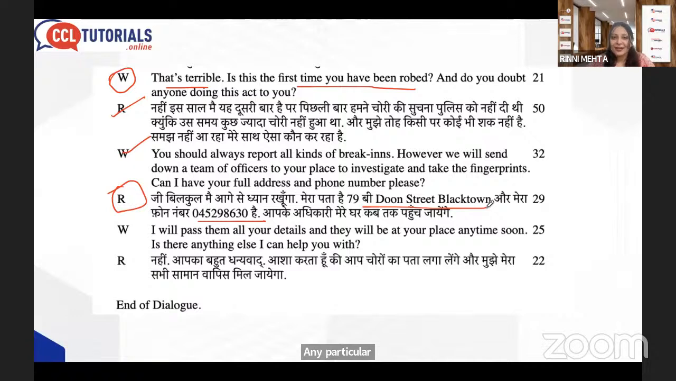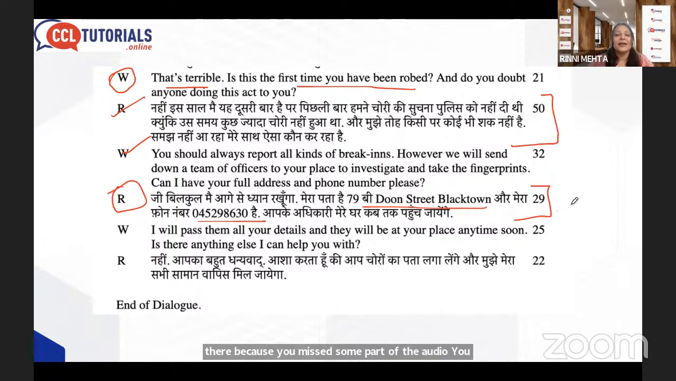So there are special marks for numbers, addresses, any particular name, and so we must take a free repeat at this point, right? However, let's say there was a big segment and you thought to take a repeat there because you missed some part of the audio. That's okay. You can take a repeat. Second repeat will be penalized. But let's say if the question is a 5 mark, if you take a repeat, you will be losing 1 mark only. Still, you can gain 4 marks. So I recommend to take the second repeat as well, if and when necessary.